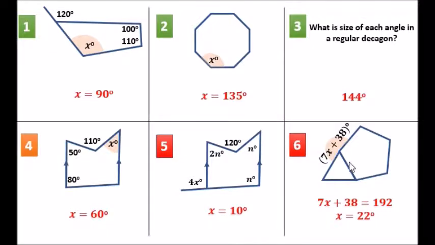For question 6, we have an equilateral triangle and a regular pentagon. Each angle in the equilateral triangle is 60 degrees. Each angle in the regular pentagon is 108 degrees. Therefore, the missing angle here would have to be 192 degrees, because the angles around that point would add up to 360 degrees. If we then solve this equation by subtracting 38 from both sides and dividing the answer by 7, we end up with x is equal to 22 degrees.